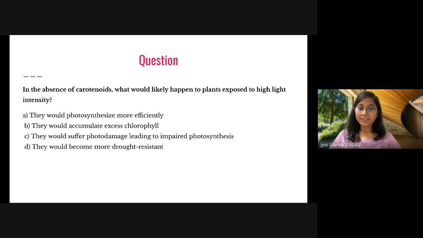We already have seen the function of carotenoid, right? So based on that, I think you can give me the answer for this question. So if we do not have the carotenoid, the plant will suffer from photo damage, and this will lead to impaired photosynthesis.